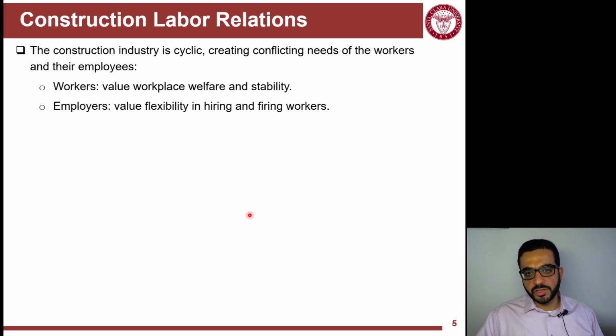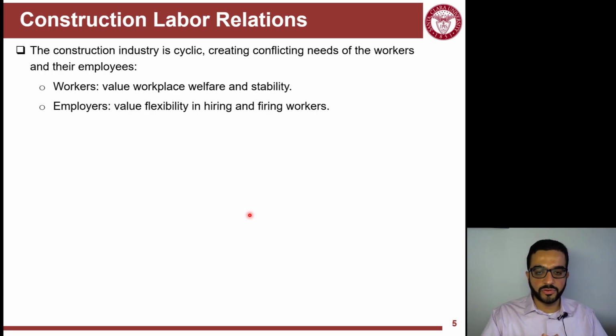Now these skilled laborers have needs, and they are a little in conflict with the construction businesses or companies. So the construction industry is cyclic in nature. We're very aware of the economy cycle, and construction also follows that. So there are ups and downs. In the up, everyone is happy, and actually everyone is complaining about the unavailability of workers. But in the downtime, workers want to have stability in the work. They don't want to be laid off, and also want a safe workplace.